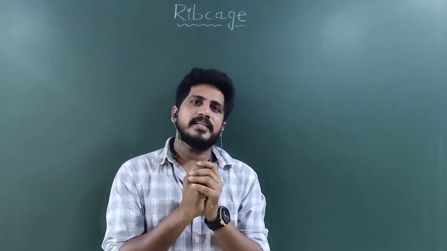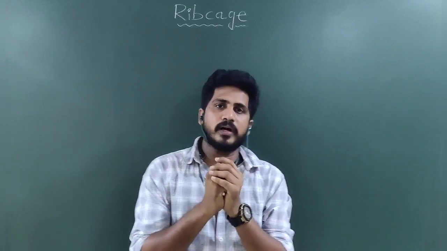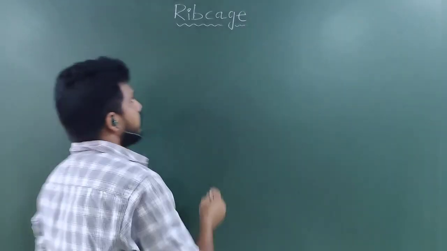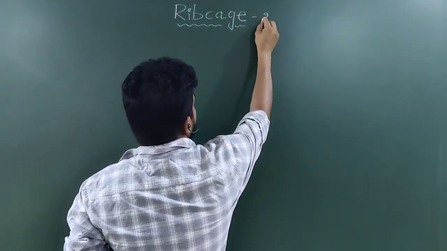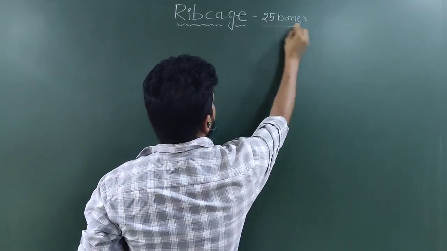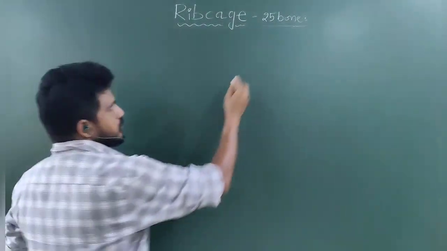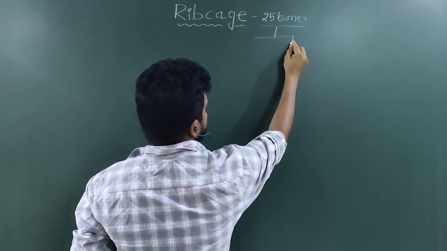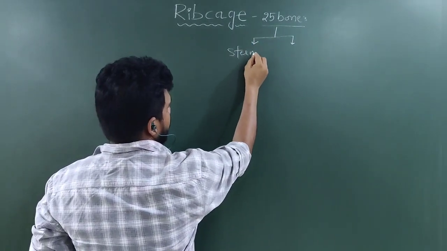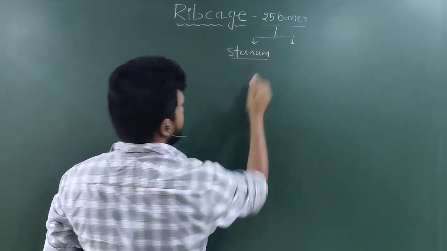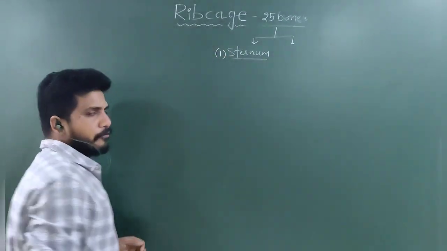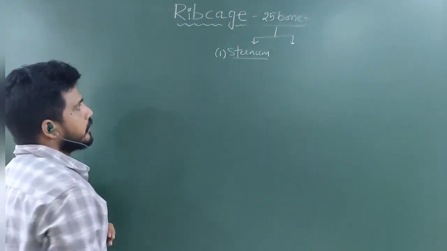So, what is the rib cage made up of, and what kind of protection does it give to the other organs? Let us see. The rib cage consists of 25 bones. In that, the very important and supportive bone is the sternum. The sternum is a single bone fused from three important parts.